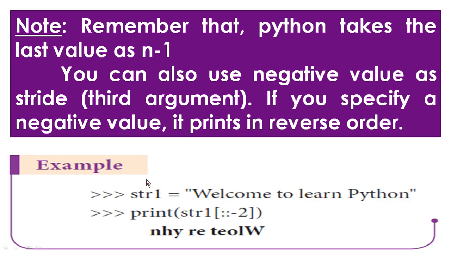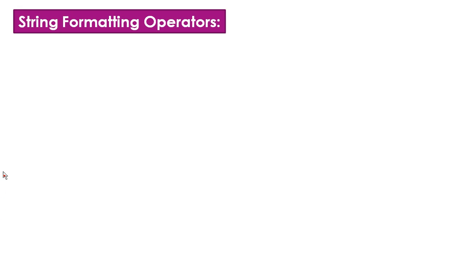This is the example for the striding operator. Remember that when we give a negative value, it prints in reverse order. Next, string formatting operators. Next we are going to see about the string formatting operators.